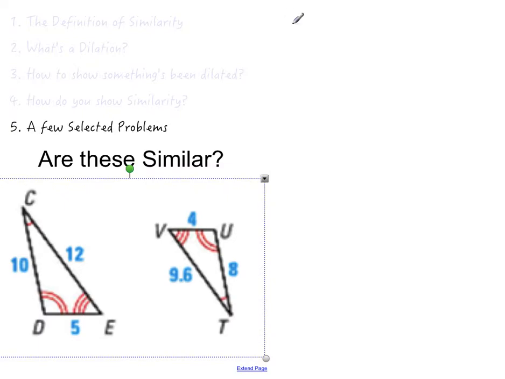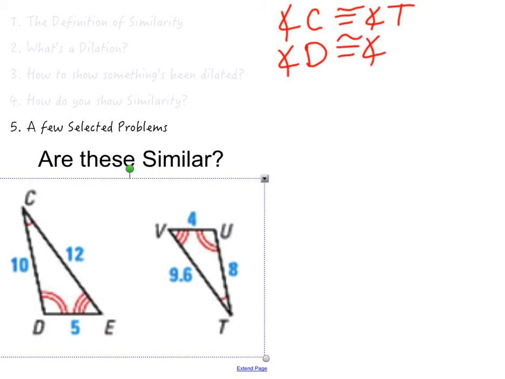So we have angle C is congruent to angle T, and then we have angle D is congruent to angle U, and then angle E is congruent to angle B. Yeah, B. Sorry, my U and B look alike.